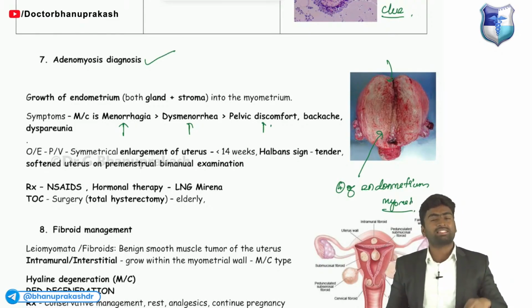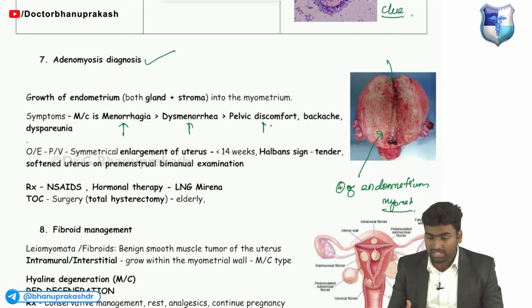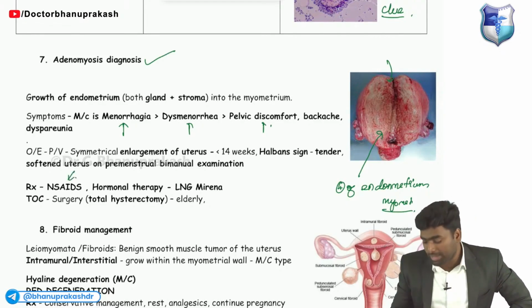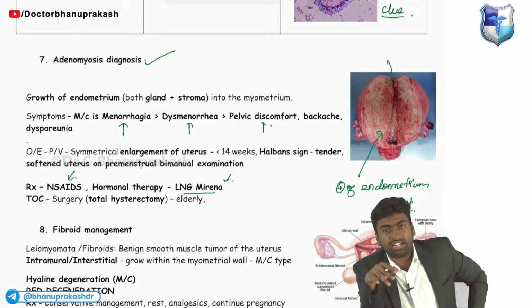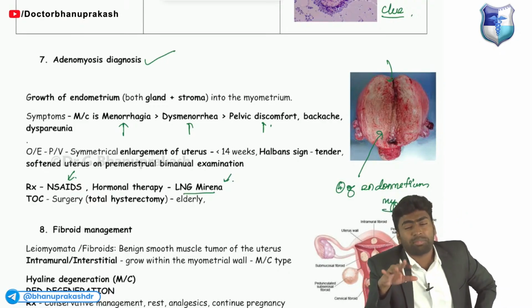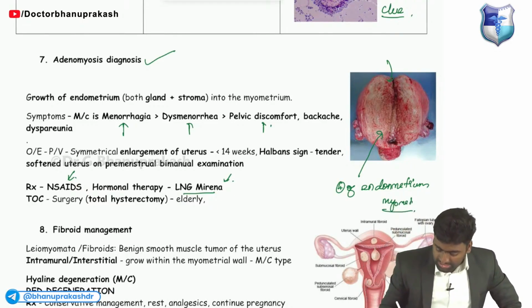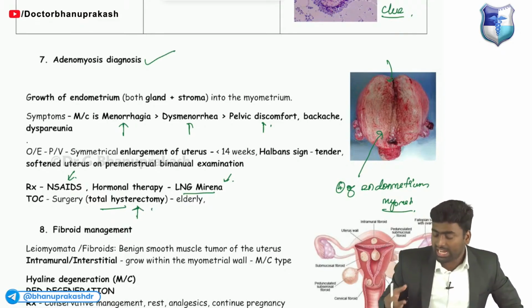So in such cases, if the patient is fertile, and the patient wants to preserve fertility, तब हम क्या दे सकते हैं? We can use NSAIDs for the pain, or else we can use LNG like Mirena to be kept inside to decrease the hormonal action. Okay, so we can use this if the patient wants to be fertile or wants to keep her uterus. If not, the final management is total hysterectomy. Fine. It is adenomyosis.